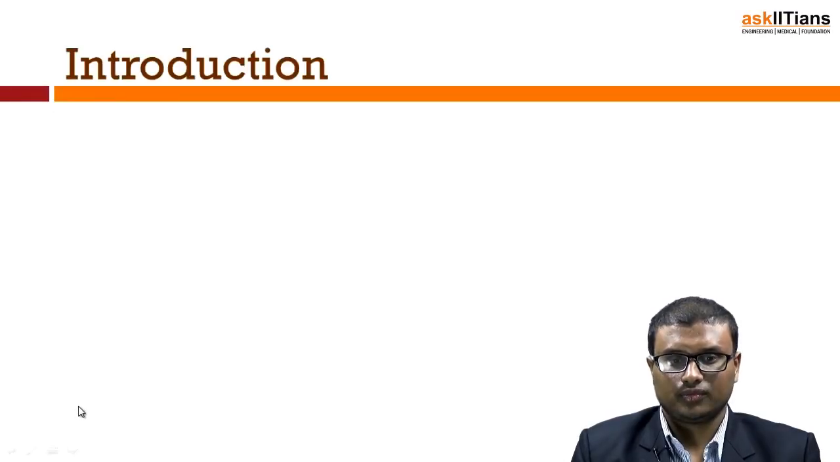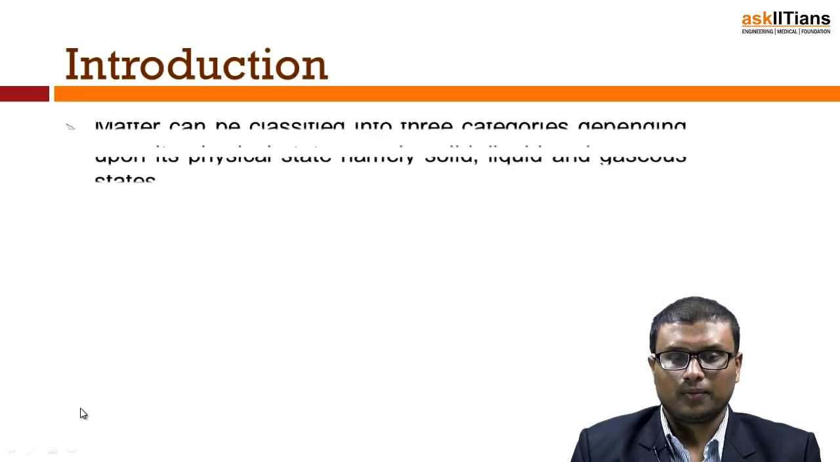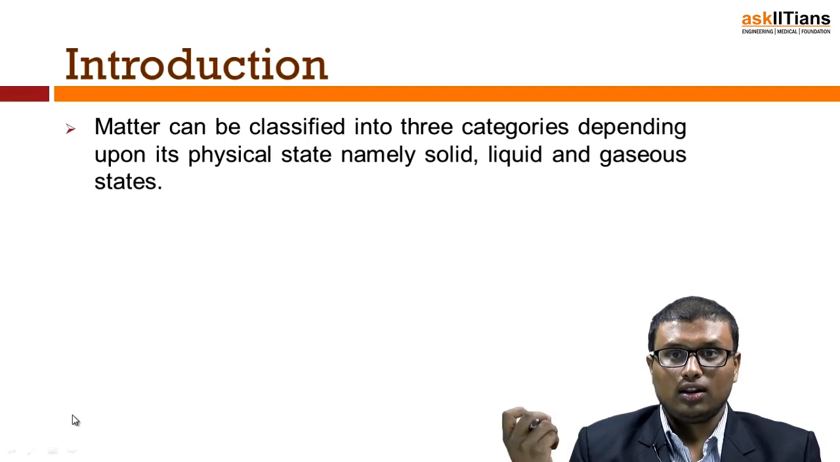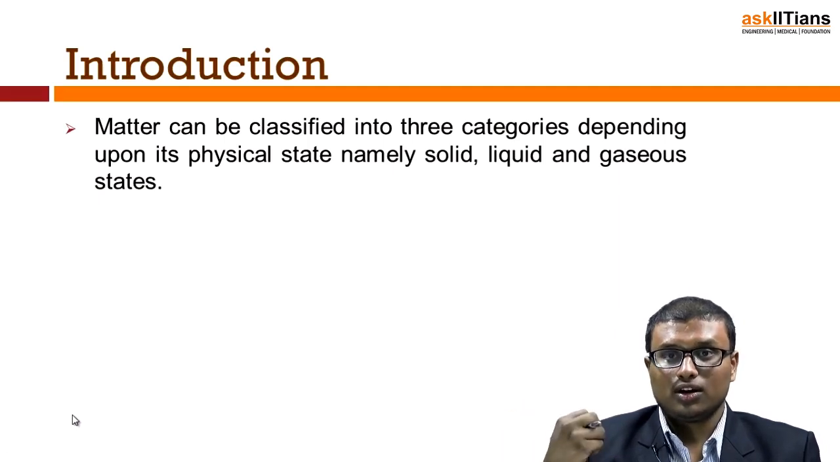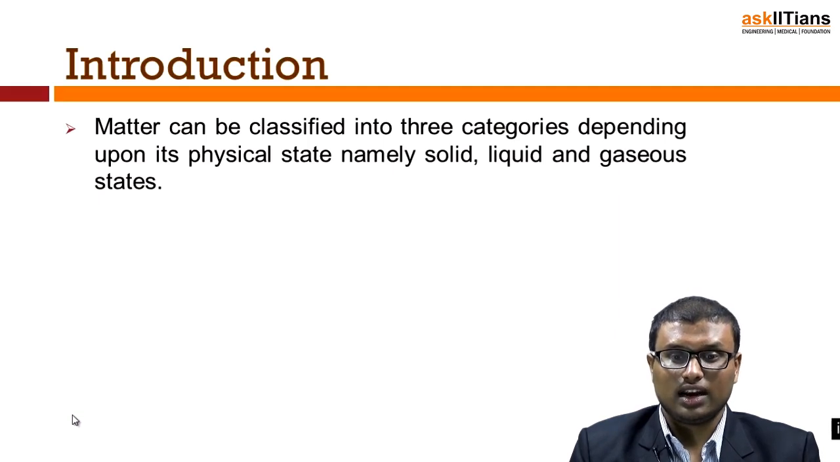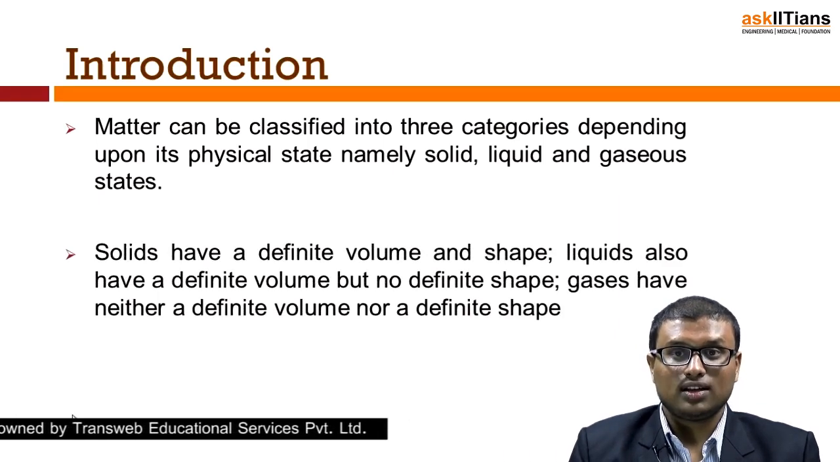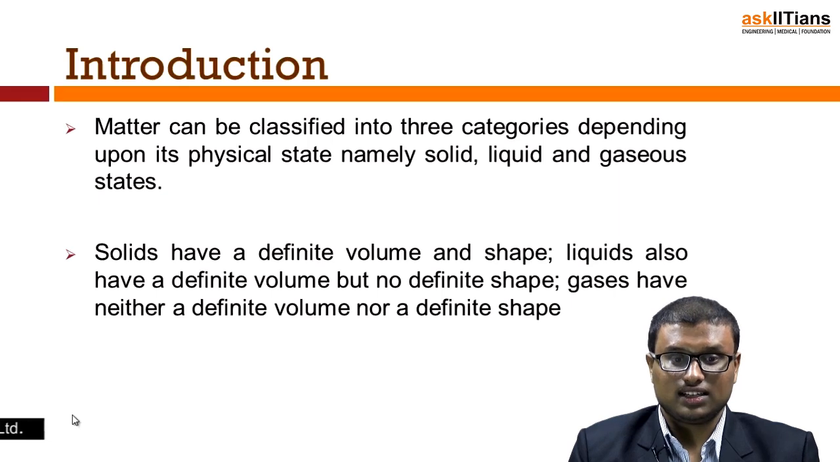Introduction. So in the introduction, the first point says that matter can be classified into three categories depending upon its physical state, right? All the concepts related to states of matter depend on this first point, that matter is classified into three different states. What are those states? The states are solids, liquids and gaseous states, right? So what is the governing factor? The governing factor is the physical state.